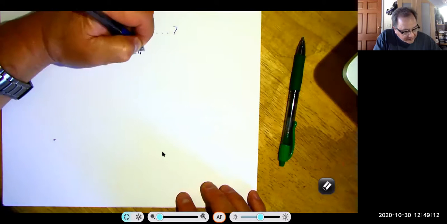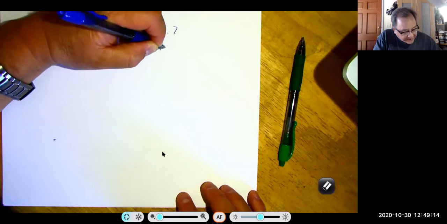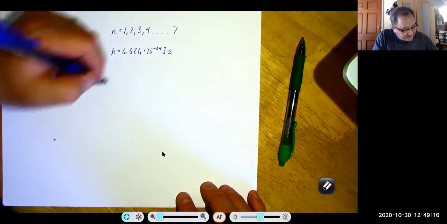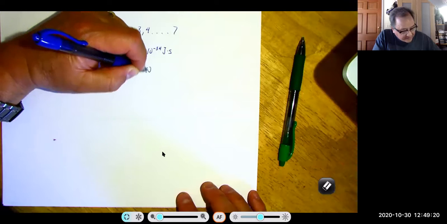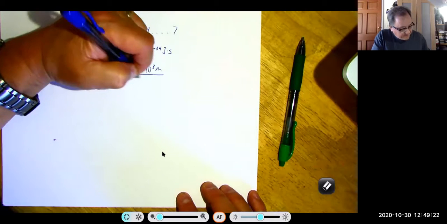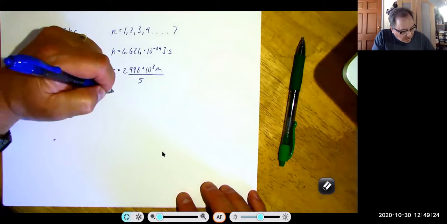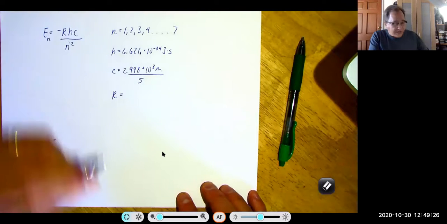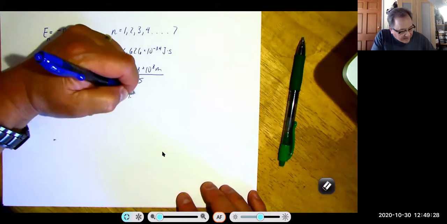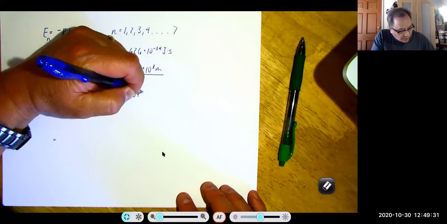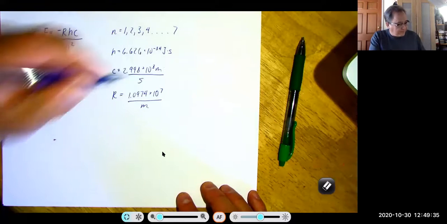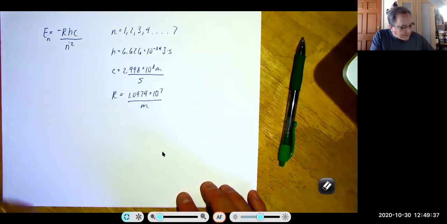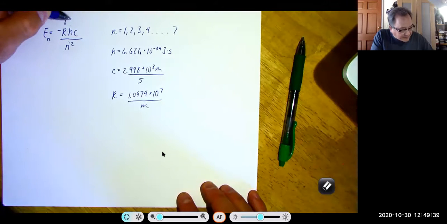H is 6.626 times 10 to the minus 34 joule seconds. C is 2.998 times 10 to the 8th meters per second. And R is something called Rydberg's constant, which is 1.0974 times 10 to the 7th per meter. Now, the nice thing about this is a constant, this is a constant, and this is a constant.